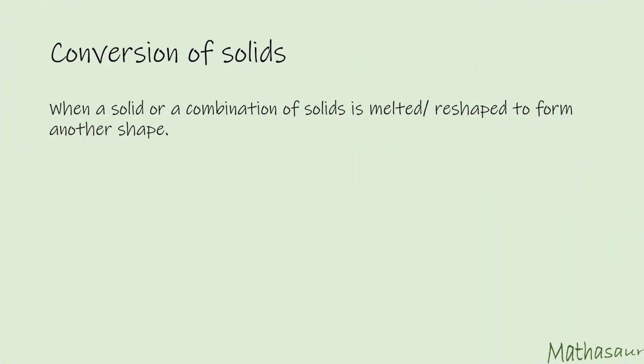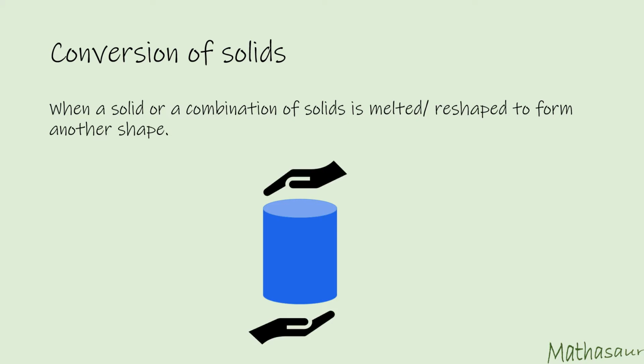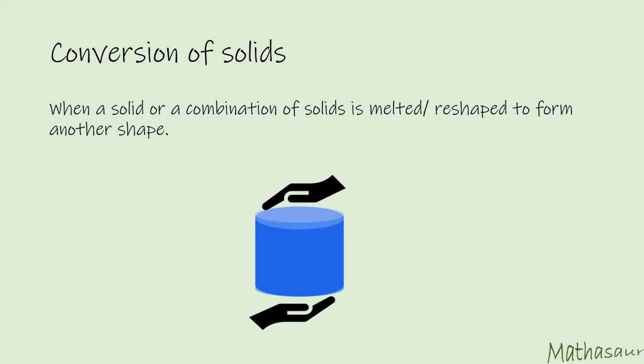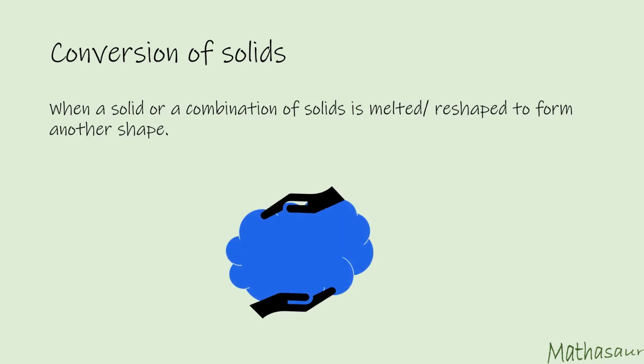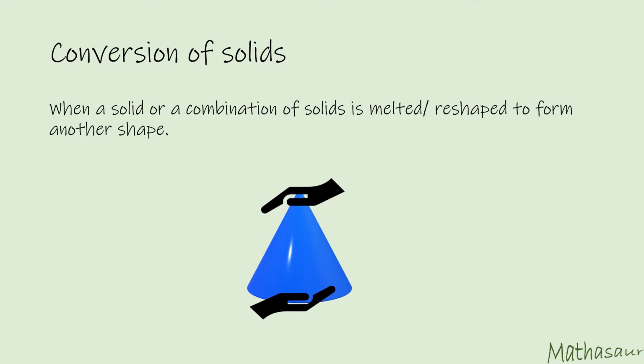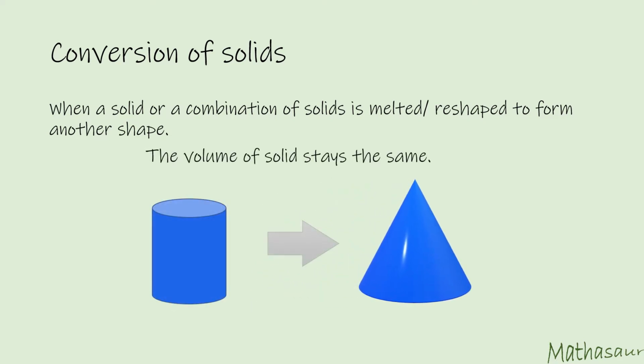Today, let us look at conversion of solids. When a solid or a combination of solids is melted or reshaped to form another shape, we call that conversion of solids. Let us take an example of a cylinder. If the cylinder was made of clay and we simply reshaped it to form a cone, then the volume of this solid would stay the same, or the volume of the cylinder would be equal to the volume of the cone formed this way.